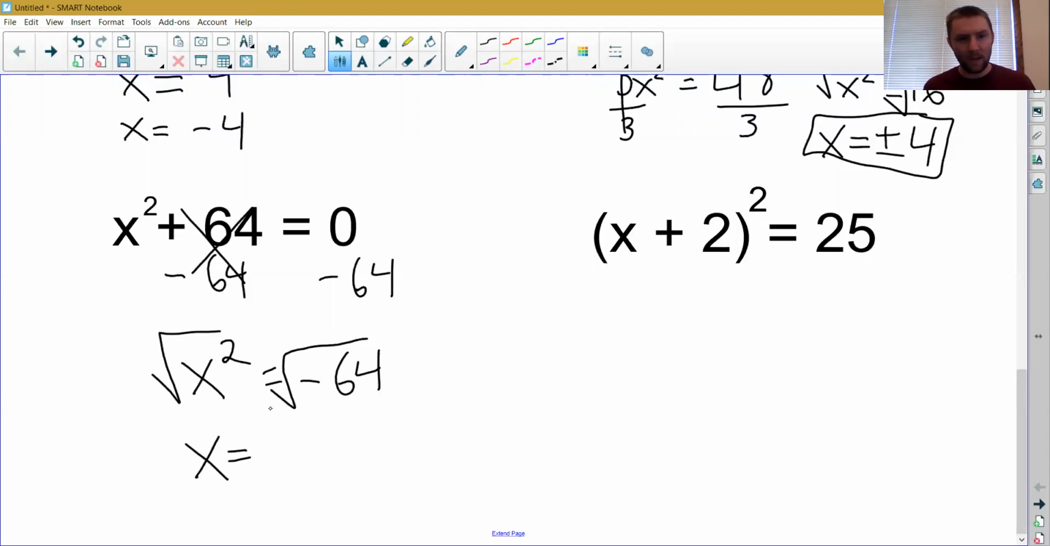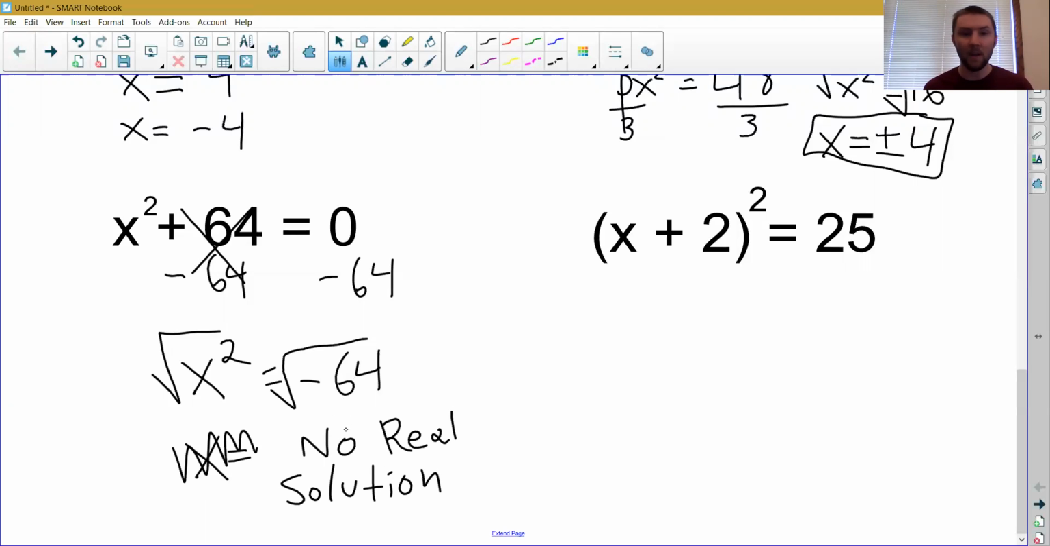So when I get to this point, I should just scribble out this x equals, okay? And here's what we're going to say. We're going to say there is no solution. Technically, we should say there is no real solution. Okay, that's an Algebra 2 thing, but there's no real solution, or there's no solutions to this particular equation, right?